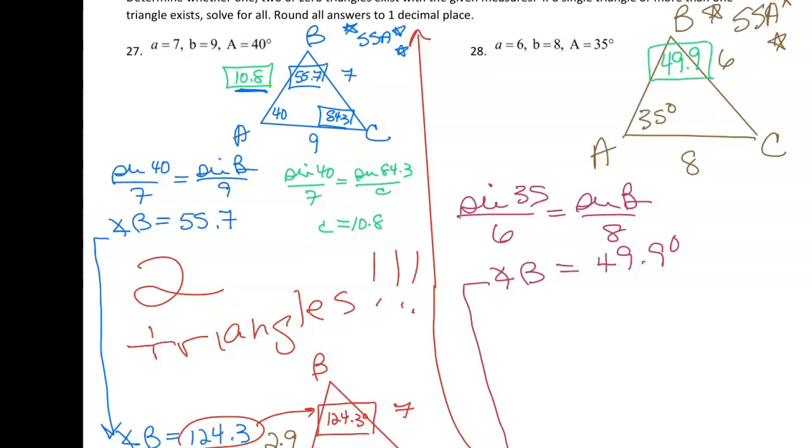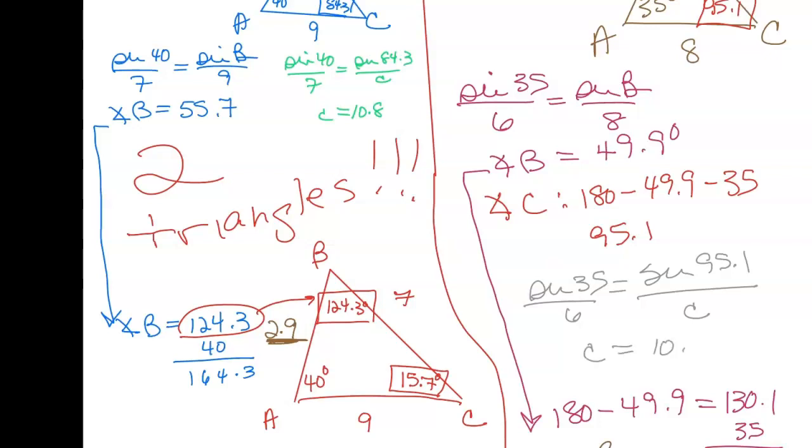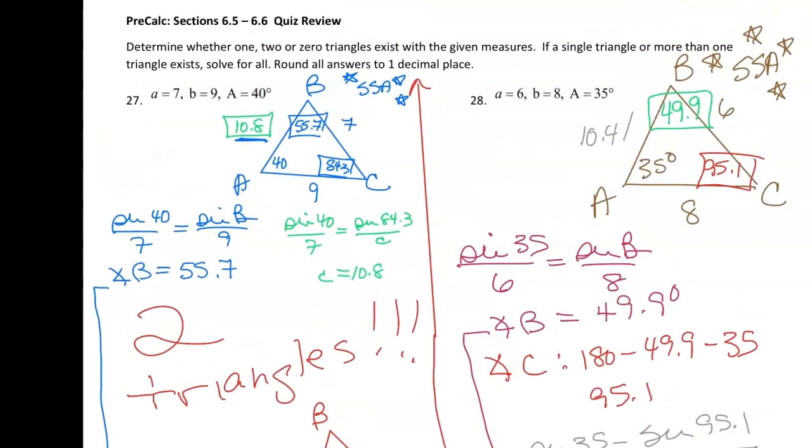Okay, so continuing with the first triangle, I'm going to get angle C by saying 180 minus 49.9 minus 35, and I get 95.1. So this is 95.1, another angle solved for. I now need little side C. So to get little side C, I'm going to do sine of 35 over 6 equals sine of the angle, 95.1 we got by subtraction, over little c, and I'm getting little c is 10.4. Okay, so this is 10.4, first triangle solved.